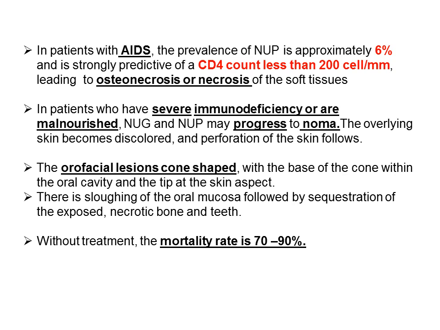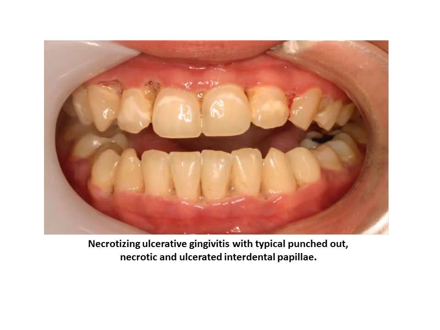The orofacial lesion is cone-like in shape, with the base of the cone within the oral cavity and the tip toward the skin aspect. There is a sloughing of the oral mucosa, followed by sequestration of the exposed necrotic bone and teeth. Without treatment, the mortality rate may range from 70 to 90%. This picture shows necrotizing ulcerative gingivitis with typical punched-out necrosis and ulceration of the interdental papillae with bleeding gums.